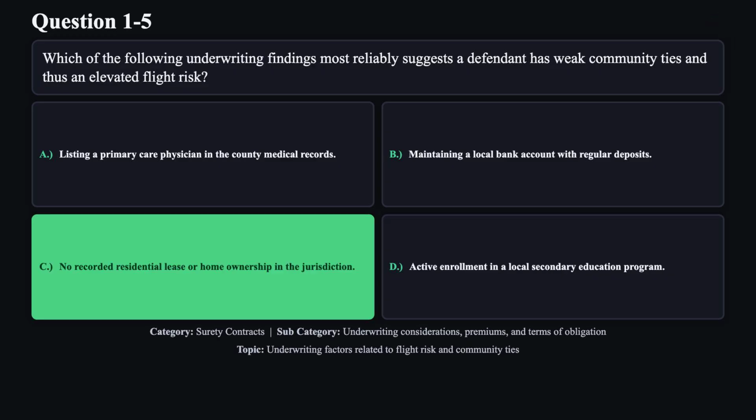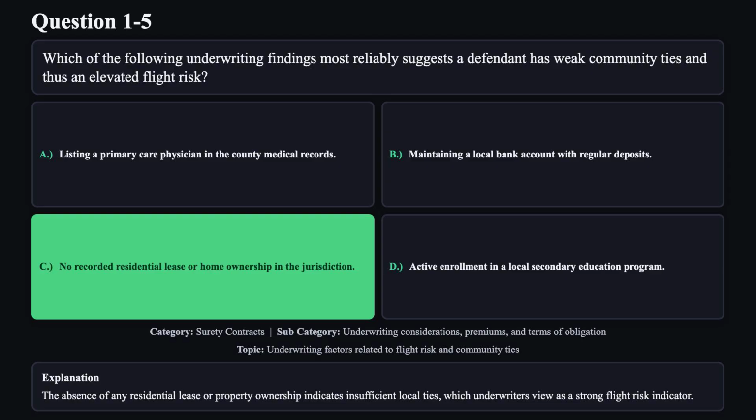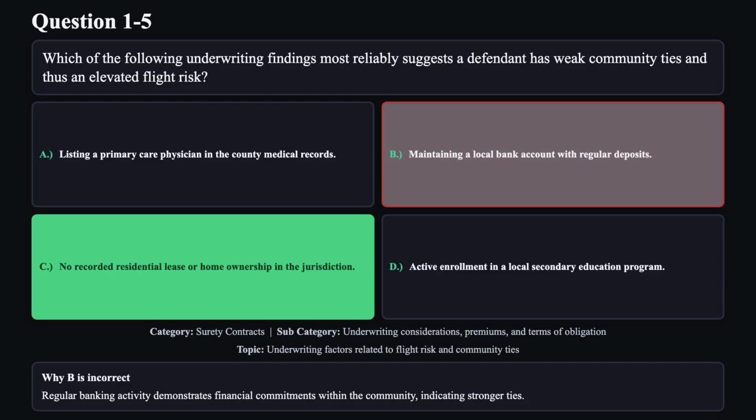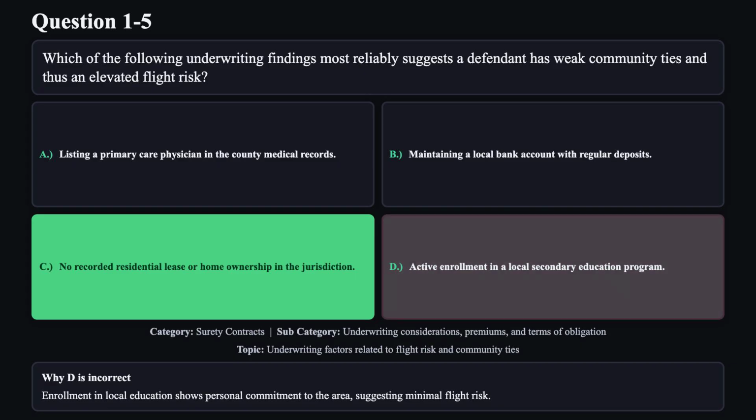The correct answer is C. The absence of any residential lease or property ownership indicates insufficient local ties, which underwriters view as a strong flight risk indicator. Reason A is not correct. Having a local physician reflects established life ties, reducing flight likelihood. Reason B is not correct. Regular banking activity demonstrates financial commitments within the community, indicating stronger ties. Reason D is not correct. Enrollment in local education shows personal commitment to the area, suggesting minimal flight risk.